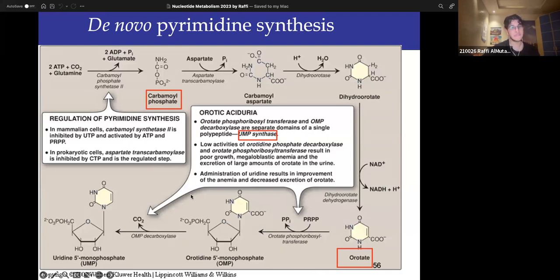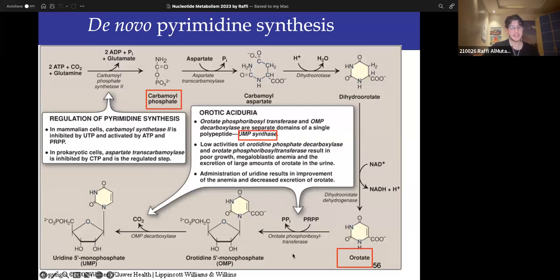So here's an interesting thing. This UMP synthase is a polypeptide, which actually has two enzymes. It has this enzyme right here, orotate phosphoribosyltransferase, these names are so long, and OMP decarboxylase. So OPRT and OMP decarboxylase. So orotate is converted to OMP by orotate phosphoribosyltransferase, and OMP is then converted to UMP by OMP decarboxylase. So this is the conversion of orotate to UMP by UMP synthase.